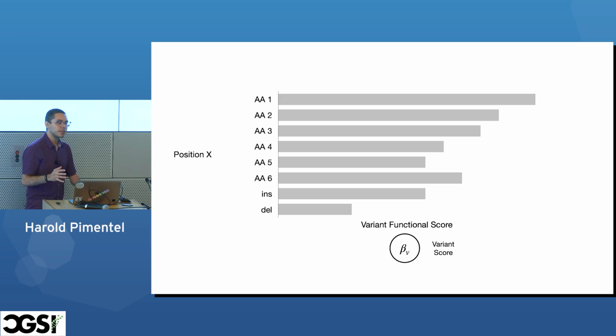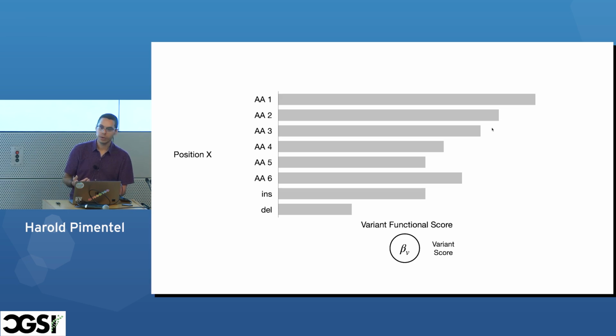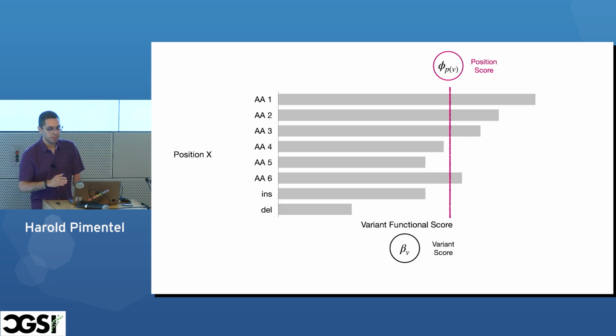And conceptually, at least, the way you might think about this, right? This gray bar here might be the observed variant score, something that you might learn directly from the data. And this is maybe the positional mean. So the positional mean is the average of everything at the specific position.